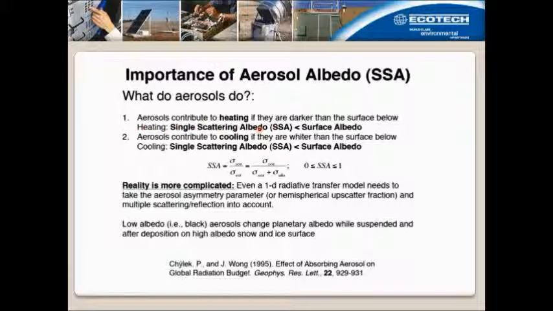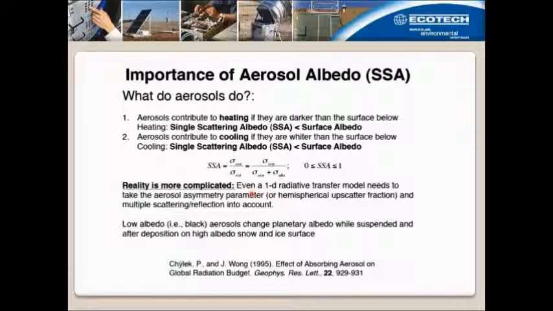That means that the single scattering albedo of the particles in the air is less than the surface albedo, meaning that the underlying surface reflects some light also. If that reflection is less than the single scattering albedo, then the particles basically heat the Earth, and if you have more scattering, as I explained earlier, then you will cool the Earth down. So those are basically the models you use to define the effect of aerosols in the atmosphere.